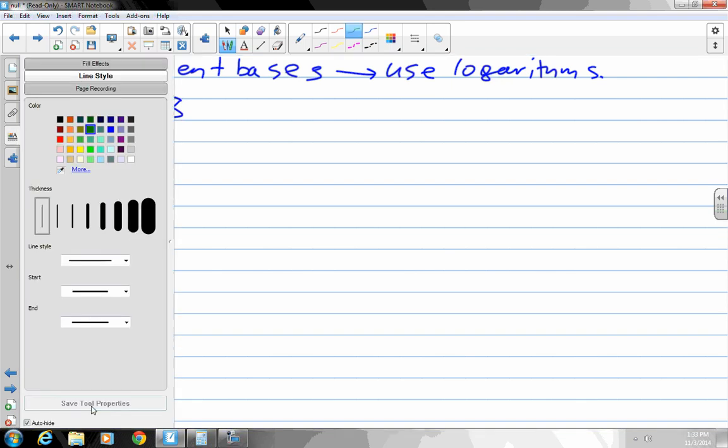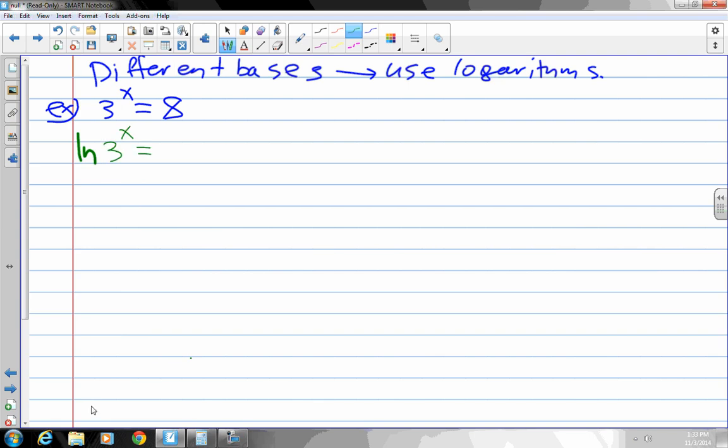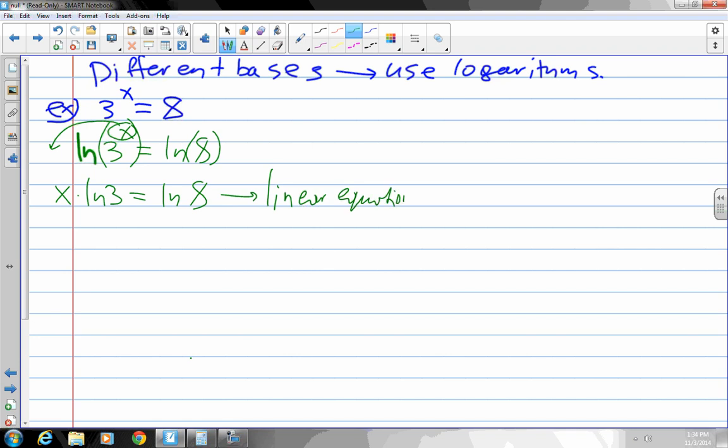If I use the natural log, I'll get something like this. ln of 3 to the x equals ln of 8. So really what I'm doing, I'm taking natural log of both sides. It's a composition situation. By the power rule, x falls out. x times natural log of 3 equals natural log of 8. And this is a linear equation, because I have a variable times a constant equals another constant. So that's linear. Just divide both sides by ln of 3.